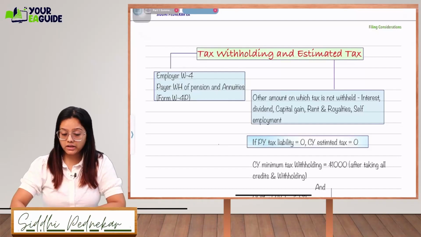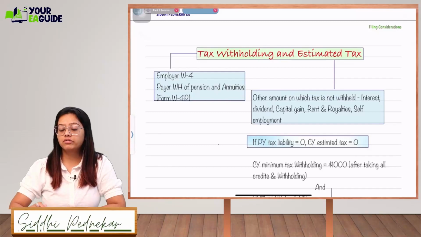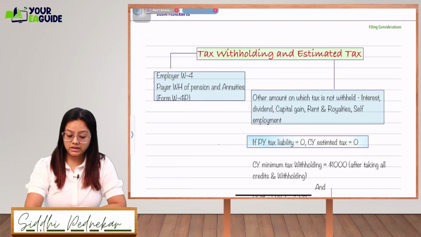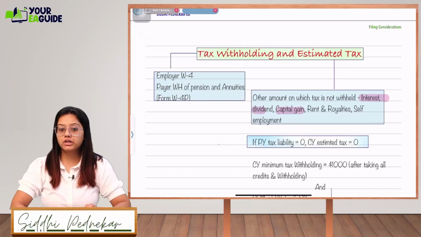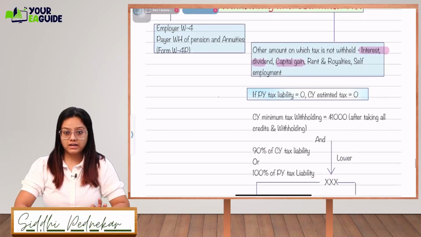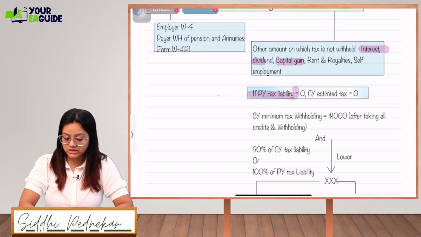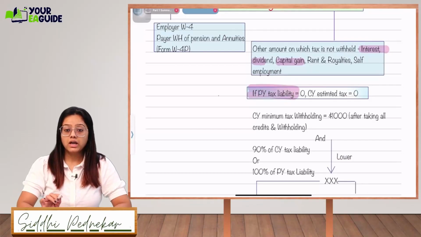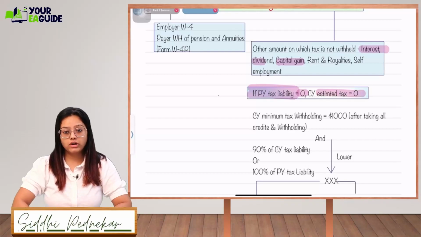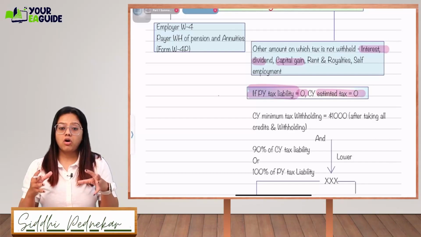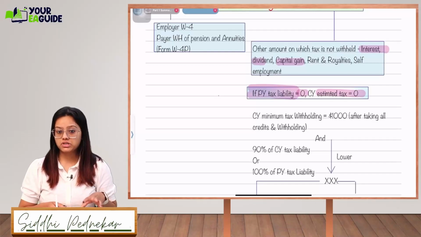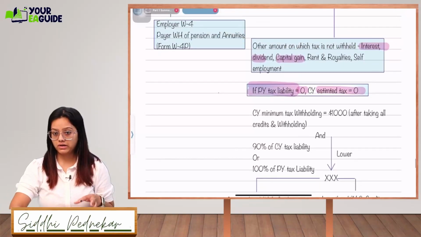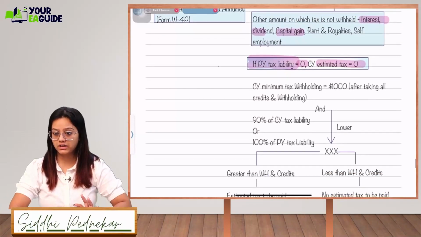Now for other amounts on which tax is not withheld, maybe it can be interest, dividend, or capital gains, on these the tax withholding is not done. In that case, you have to check what your previous year tax liability was. If it is 0, then in the current year you don't have to pay any estimated tax. Take the total tax liability which you paid in the previous year. If it is at a certain amount, we'll check the criteria over here. I know everyone has done this thing.